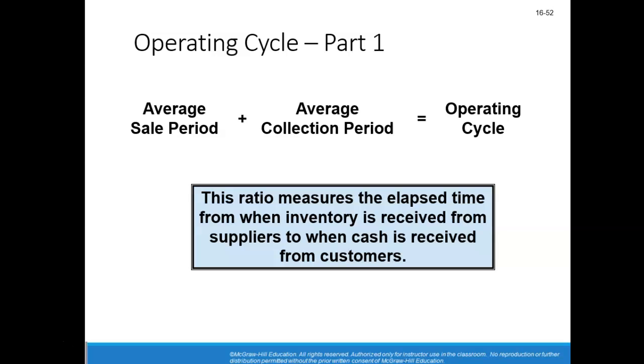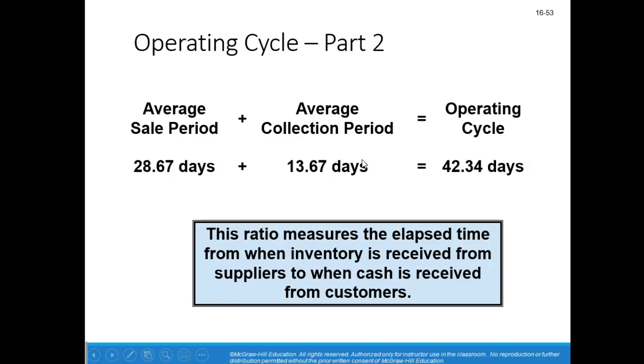In part two, we determine the average sales period of selling inventory and the average collection period to collect our receivables. When you add those two together, that's known as your operating cycle. So you add the average sales period, the length of time it takes to sell inventory, plus the collection period, the time it takes to collect the receivables. When you add those two together, that's known as your operating cycle.